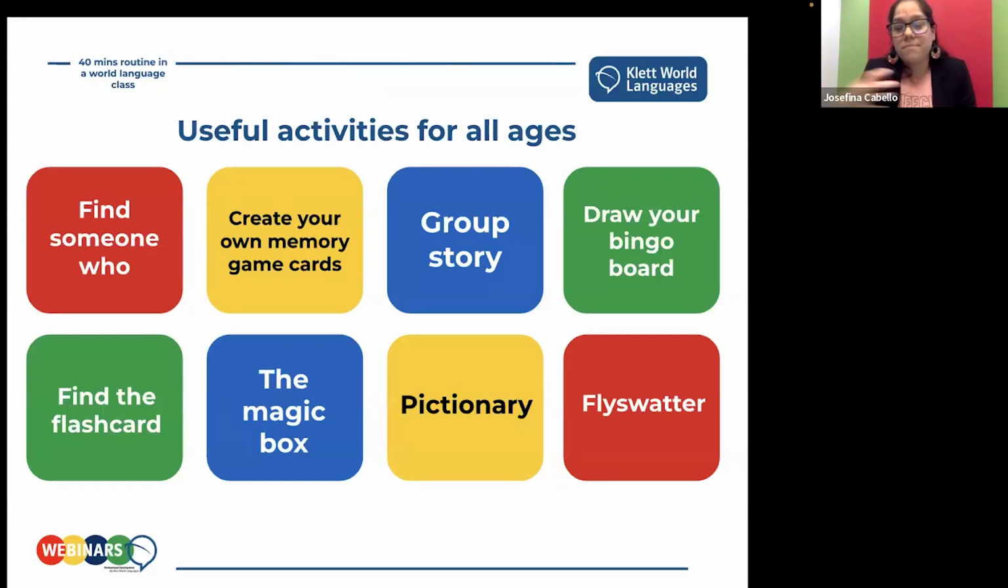A group story, if you're familiar with storytelling, you start with just a small sentence and your students start creating the story. If I'm talking about animals, I can say, once upon a time, there was an animal, and then a student tells me it was a dog. Okay, and the dog lived in California. Okay, and the dog was looking for a girlfriend.